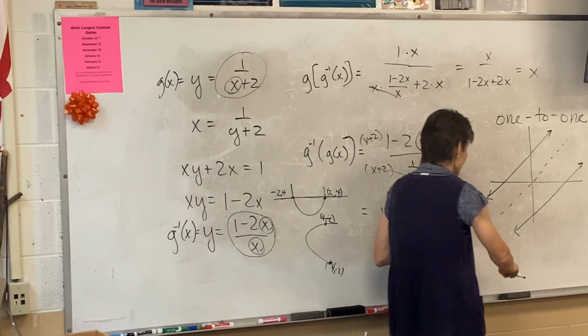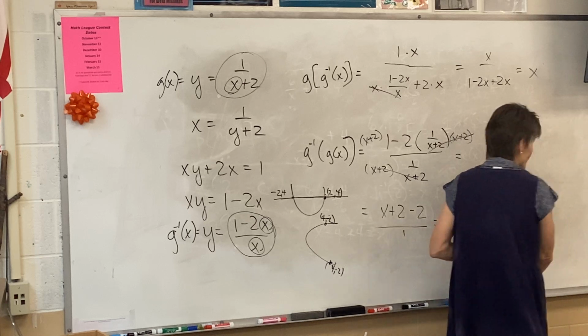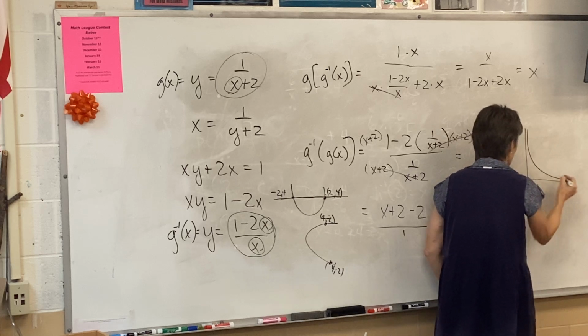It's got to pass the vertical line test, and it has to pass the horizontal line test. So think back to your BFFs. Lines are perfect examples, as long as they're not vertical or horizontal. Think about your reciprocal function. Remember this guy?